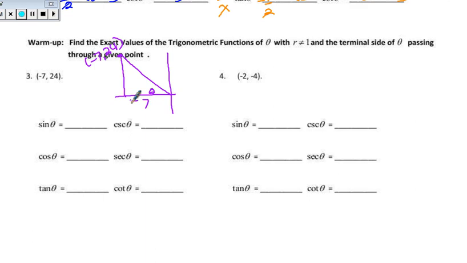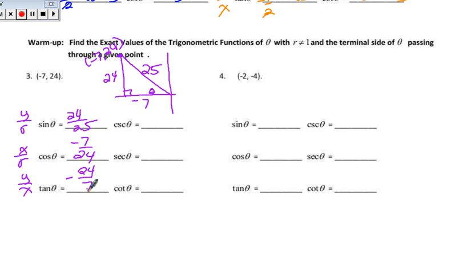X represents the horizontal length. Y represents the vertical. This is a Pythagorean triple. If you didn't get the triple, you certainly could have used Pythagorean's theorem to find 25 here, because we do have that right triangle. Sine is y over r, so it's going to be 24 over 25. Cosine is x over r. And remember, we're not on the unit circle, so we have to take into account the fact that we don't have a 1 sitting here. So that's negative 7 over 25. Tangent is y over x, so that's going to be negative 24 over 7.